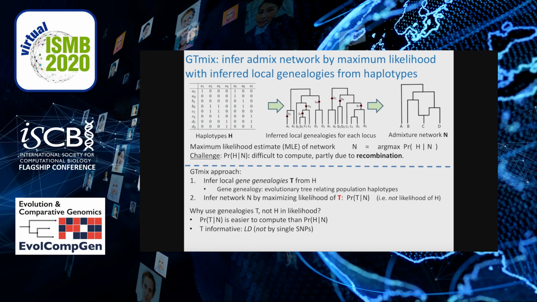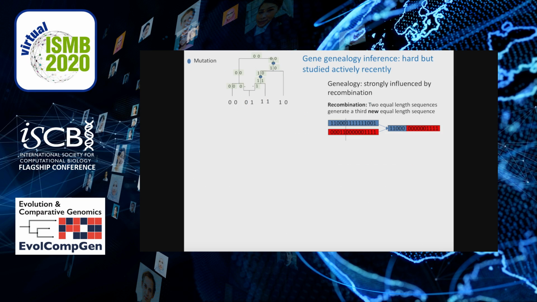It contains important LD, or linkage disequilibrium, information, which is not captured by single SNPs. The challenge is that the inferred gene genealogies tend to be noisy, and computing the likelihood of gene genealogies is also not trivial. In this talk, I will show GTMX can perform accurate admixture network inference despite these challenges.